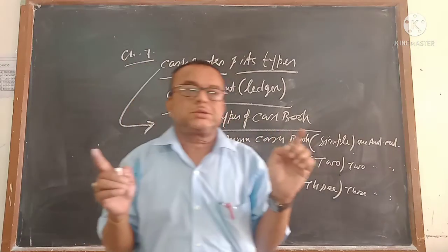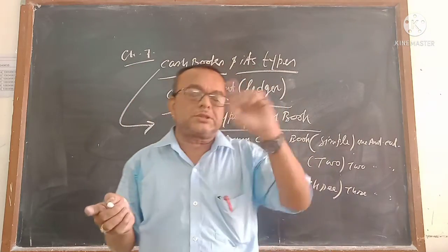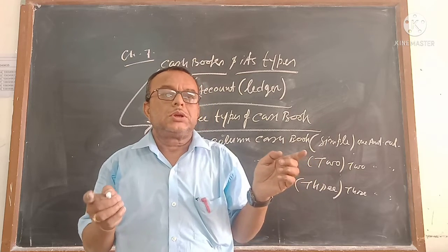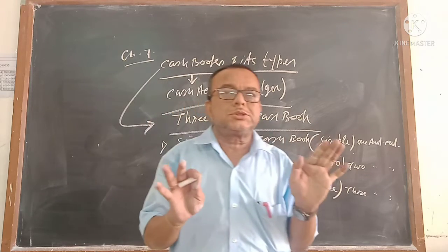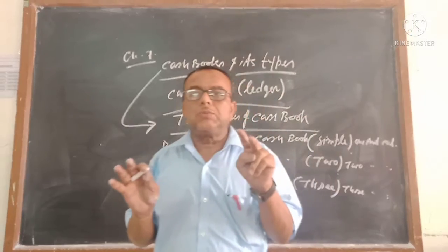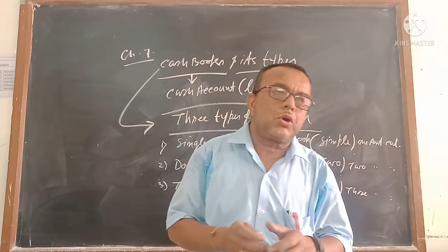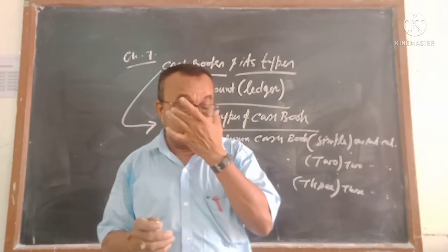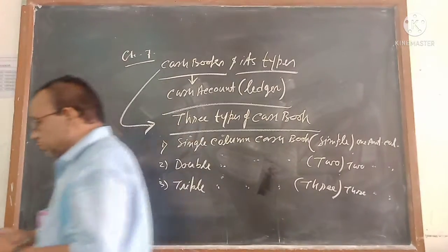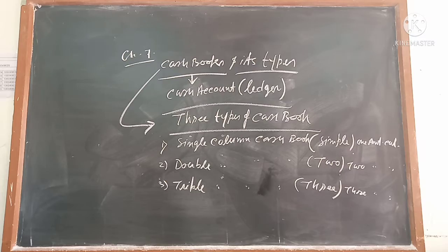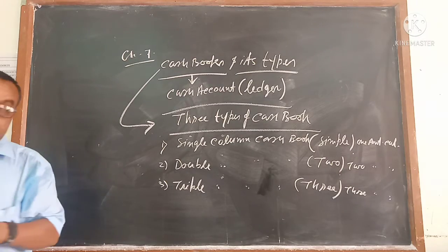It has two sides. One side is called the debit side, the other side is called the credit side. The remaining columns will be as they are. One amount column we will draw, that is called a single column. Two amount columns we will draw, that is called a double column, and three amount columns we will draw, that is called three columns.